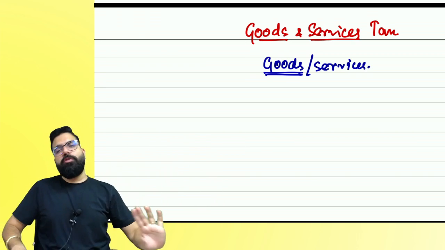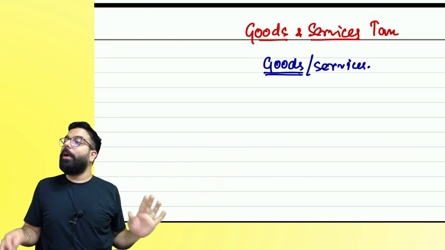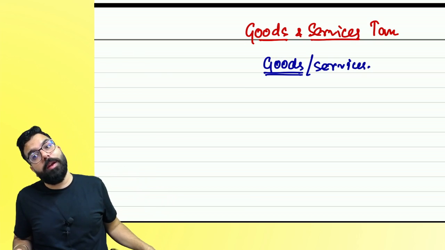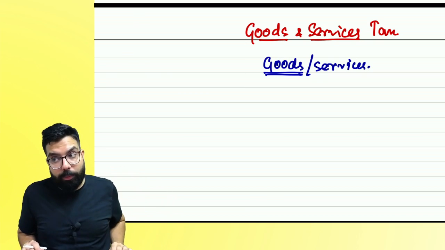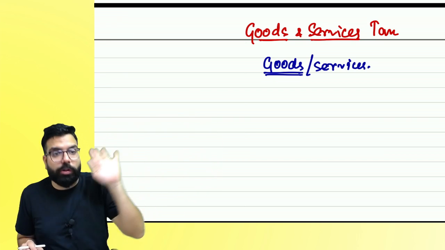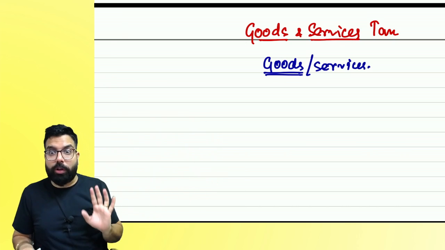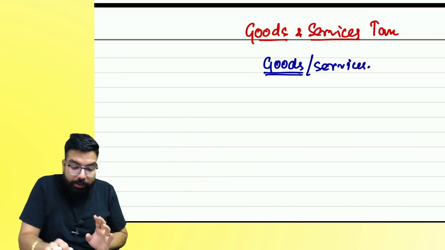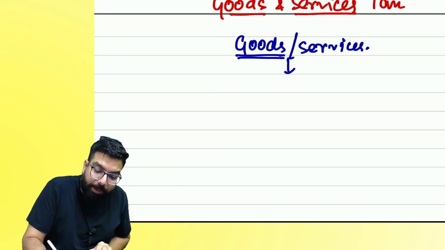When I'm a shopkeeper sitting with 100 mobile phones in the shop, will GST come on me? No. When will it come? When I sell it to someone, when I transfer it to someone. That term in GST is known as supply.